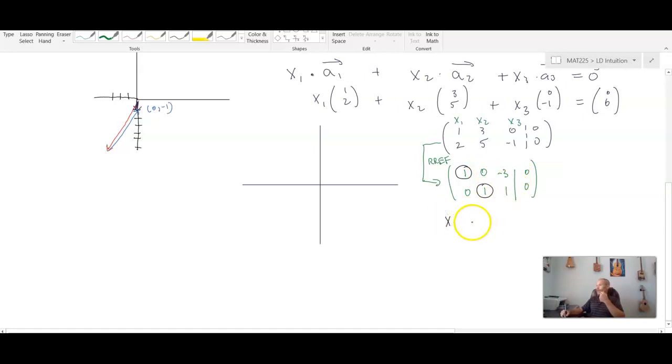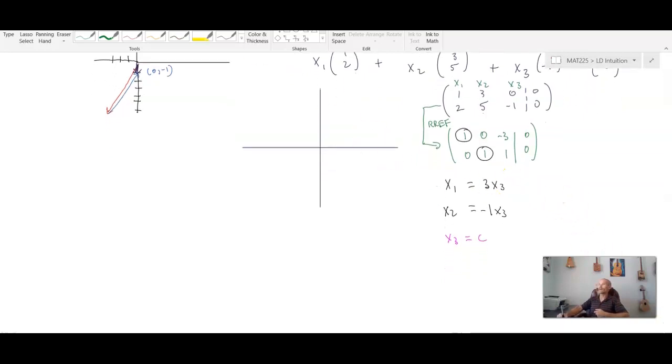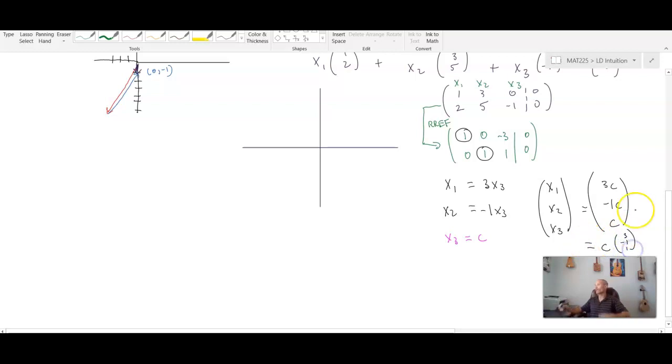And the reason, again, we know that is because x1 minus 3x3 is going to equal 0. So x1 equals 3x3. x2 equals negative 1 times x3. And so we see that the values of x1 and x2 are going to be determined by the value of x3. So I'm going to fix x3. I'm going to make it some constant. And this is going to tell me then that my solution for these three coefficients is any multiple of, let's see, this will be 3c, negative 1c, c. So basically any multiple of the 3, negative 1, 1 vector. So any multiple of that vector will work as values for x1, x2, x3.